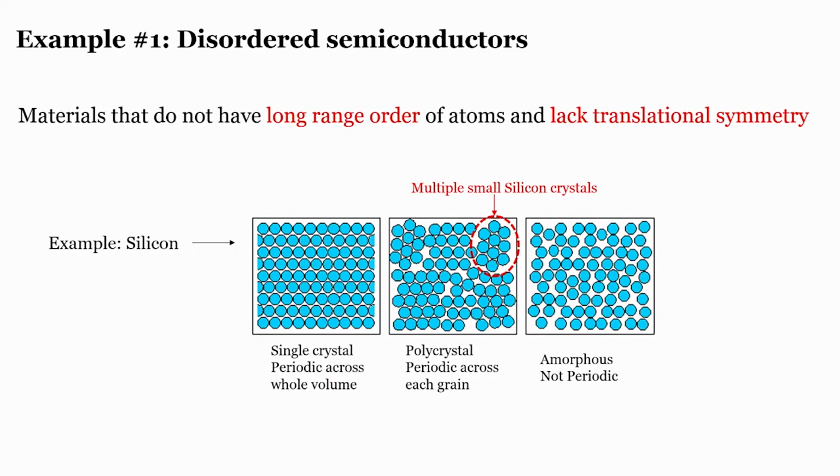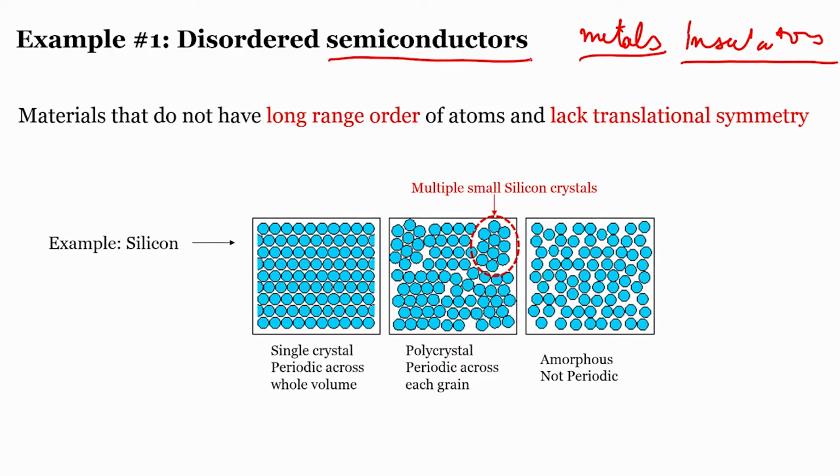The first example is disordered semiconductors. Most of you would be aware of 3 types of materials, namely metals, insulators and semiconductors. Metals seamlessly conduct electrons, insulators do not conduct electrons or charge carriers, and semiconductors under certain conditions, certain voltages, allow transport of charge carriers.